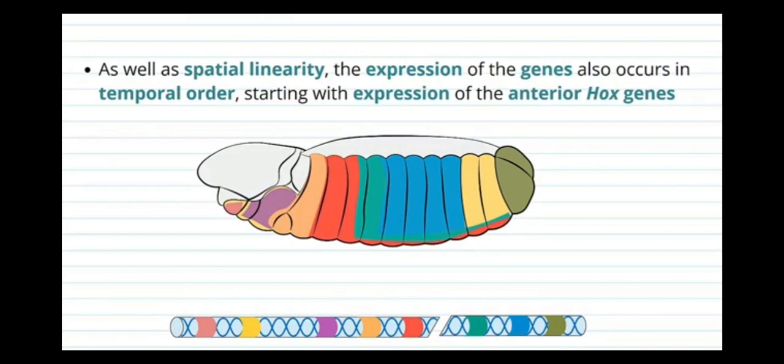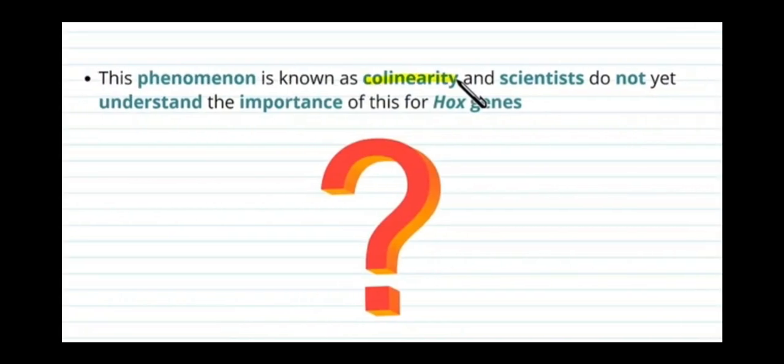Along with it, the expression of genes also occurs in temporal order, time-related order, starting with the expression of the anterior Hox gene. So the first gene will form the anterior region of the developing embryo, thus showing that not only are the Hox genes present collinearly on a chromosome, but they are also expressed in temporal, that is time-related, order.